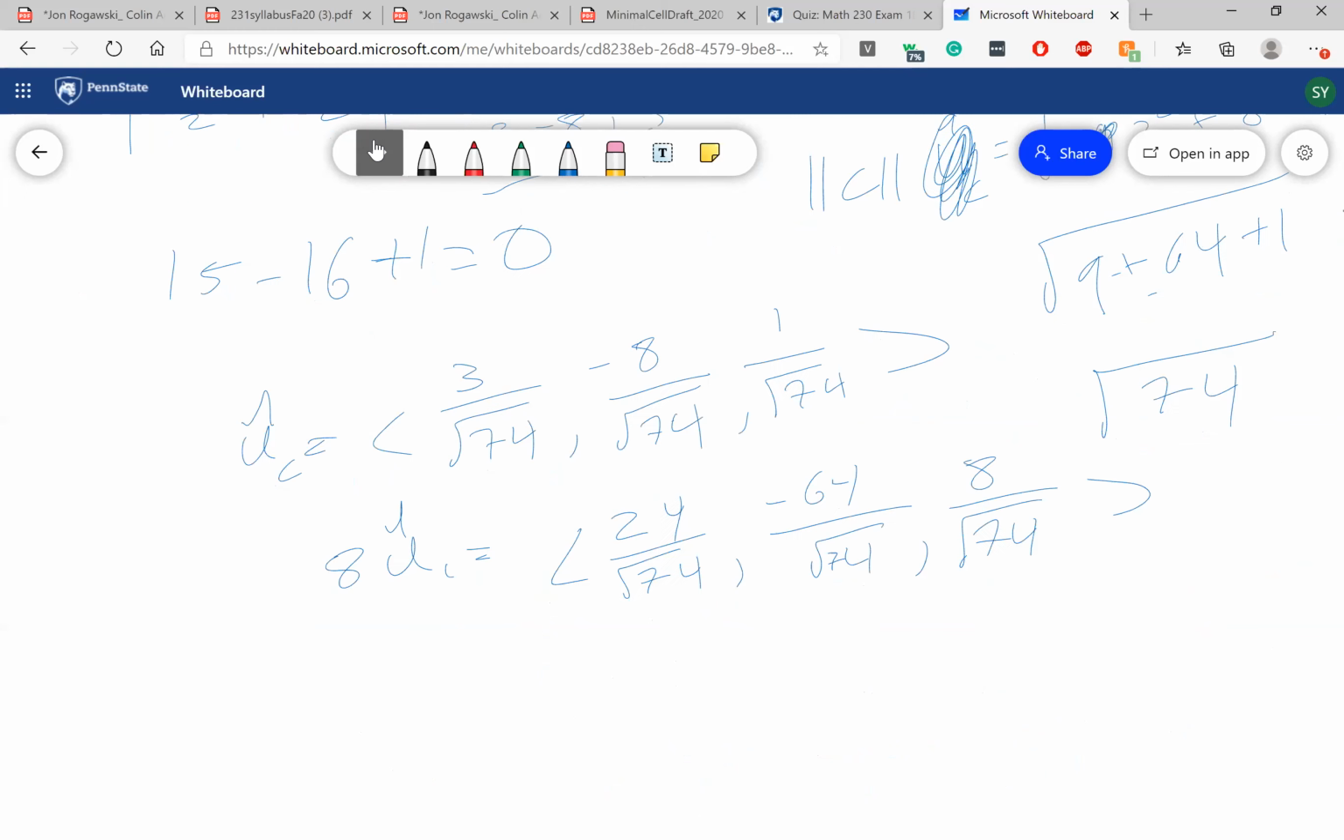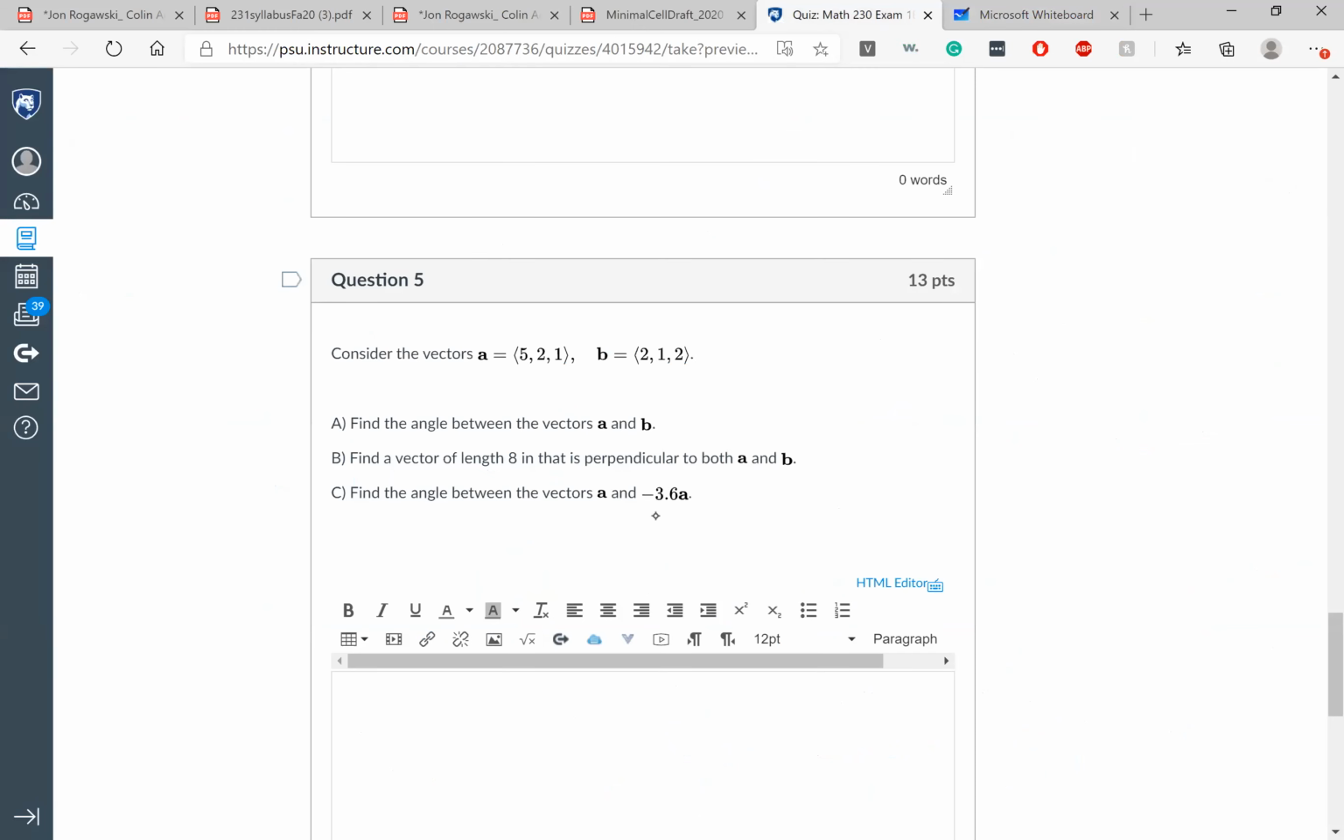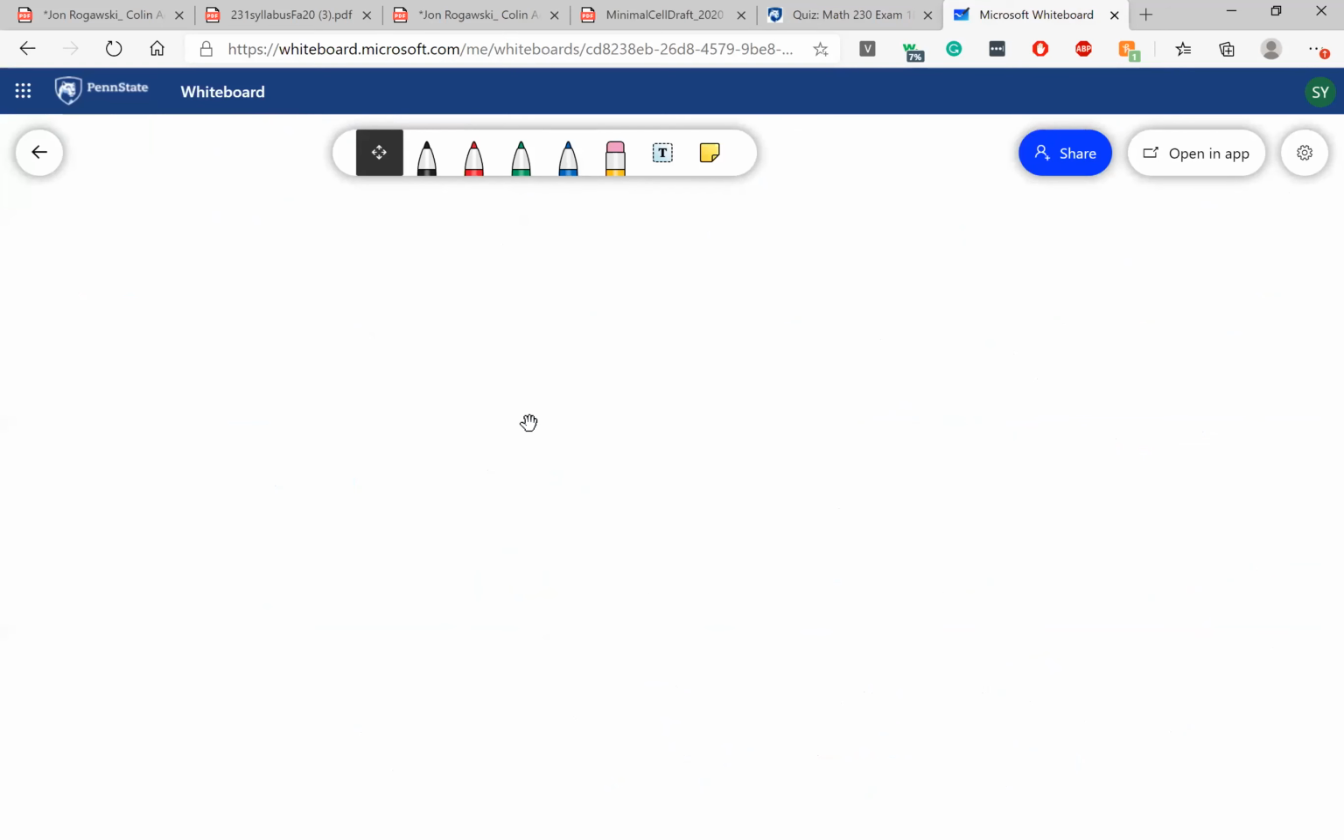Next problem is they asked us to find the angle between a and negative 3.6a. So if this is the vector a, then this is the vector negative 3.6a. So the angle between them is pi. And I made a mistake about this. Last time I said that the angle between them was 0, but it is really pi. Any questions about this?